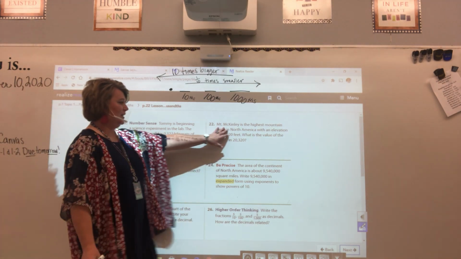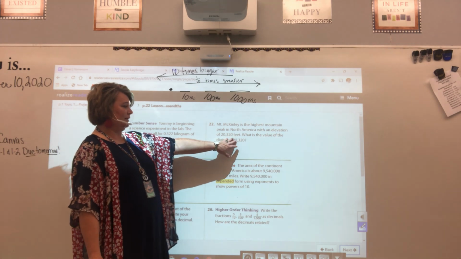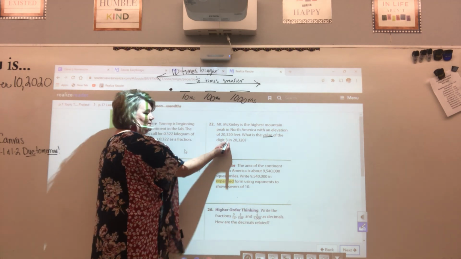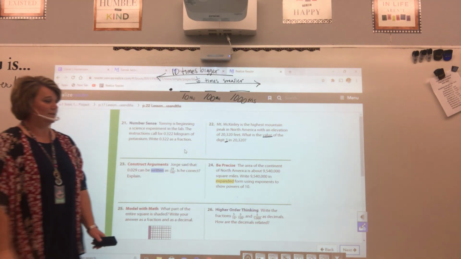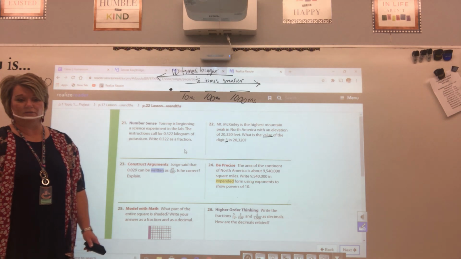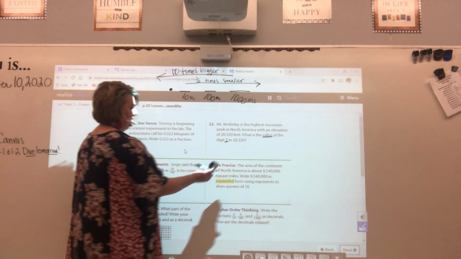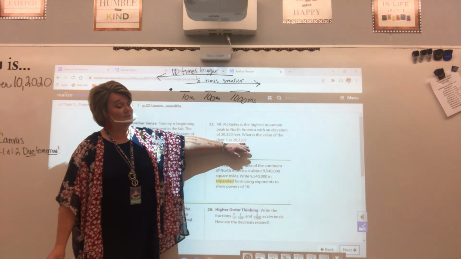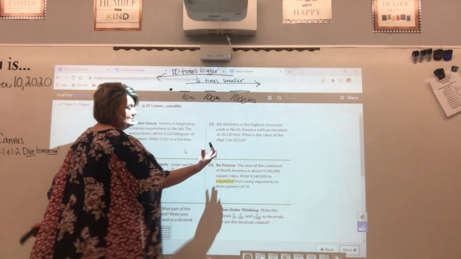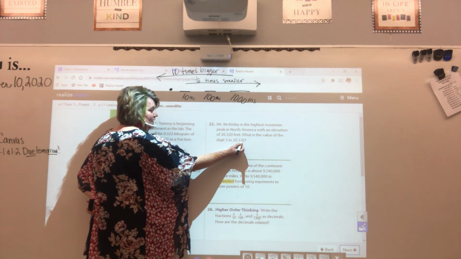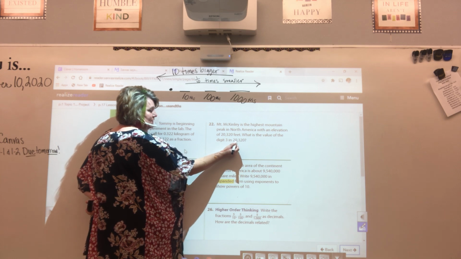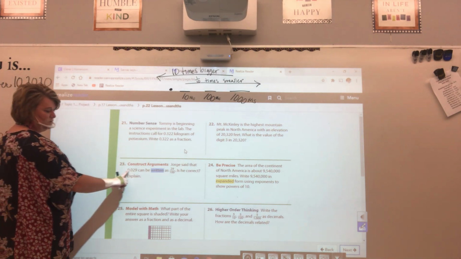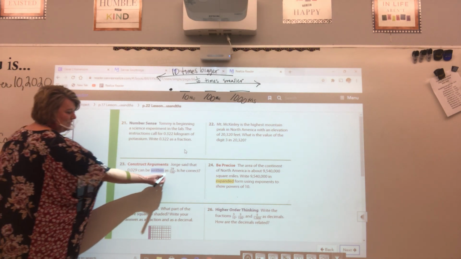Number 22. Mount McKinley is the highest peak in North America with an elevation of that many feet. What's the value? That's what it's wanting. The value of the digit 3. Okay, that's all you have to do is tell me how much that 3 is worth. And it all depends on the place that it falls in. And by the way, this doesn't have decimals. So let's just go over these places. What would this place be? Ones, tens, hundreds, thousands, ten thousands. Good.